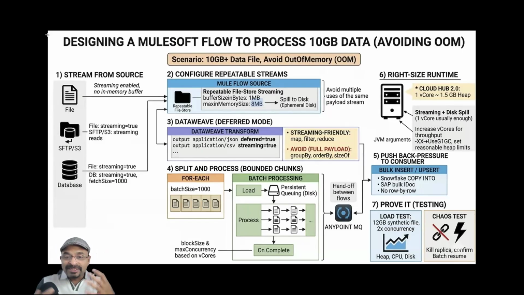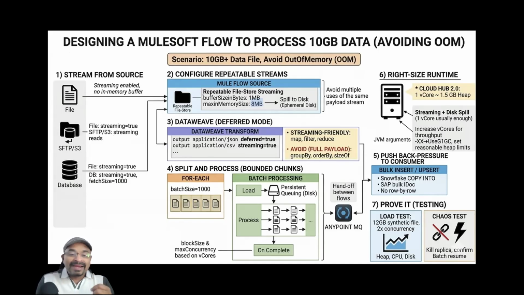To design a Mule flow that is capable of processing huge files, you need to do some configuration in the source, and also you need to enable the stream from the source. Don't send the entire 10 GB to the Mule source. That's fine, but better to enable the stream.